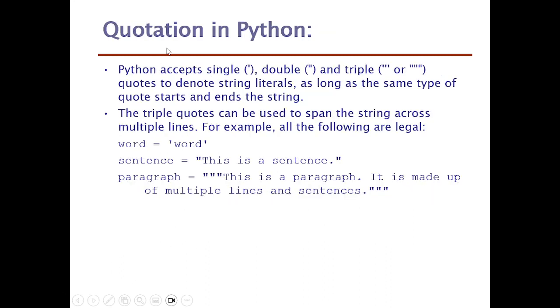So, quotation in Python. Python accepts single, double, or triple quotes to denote string literals, as long as the same type of quote starts and ends the string. The triple quotes can be used to span the string across multiple lines. For example, all of the following are legal. For word, we have the single quote. For sentence, we have the double quote. For paragraph, we have the triple quote. These are the examples of single, double, and triple quotes.